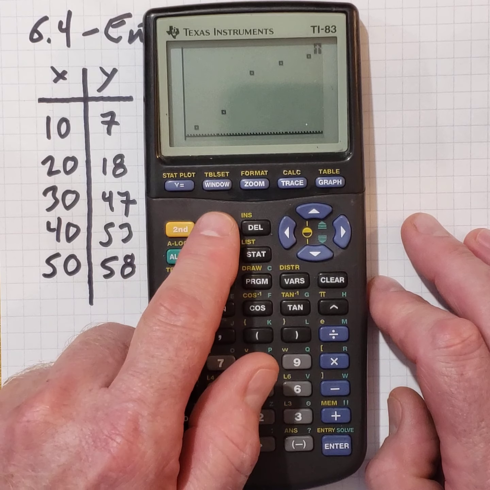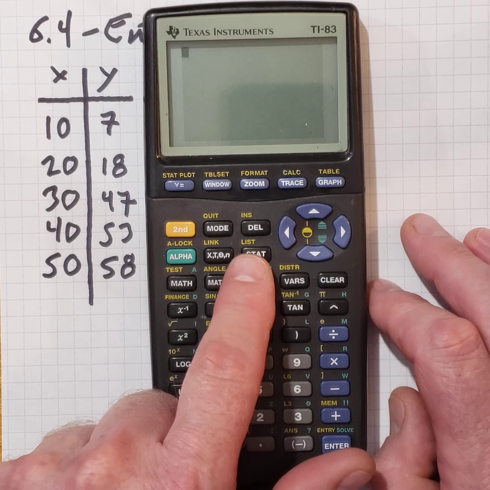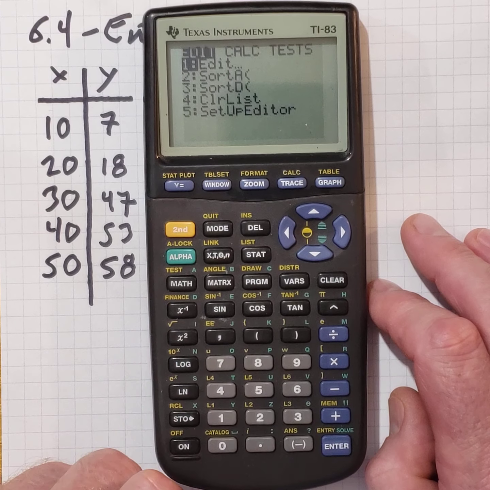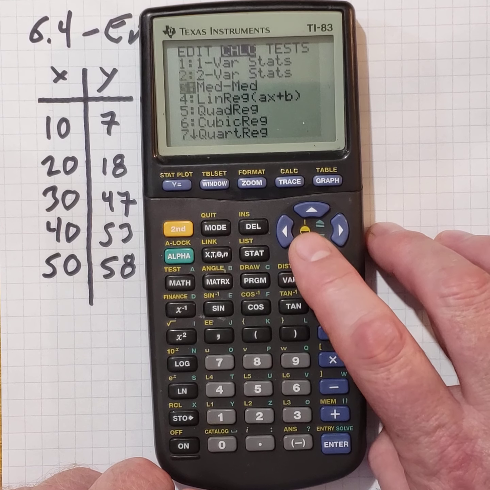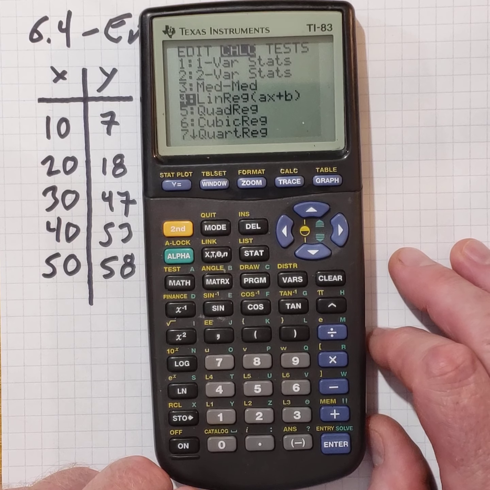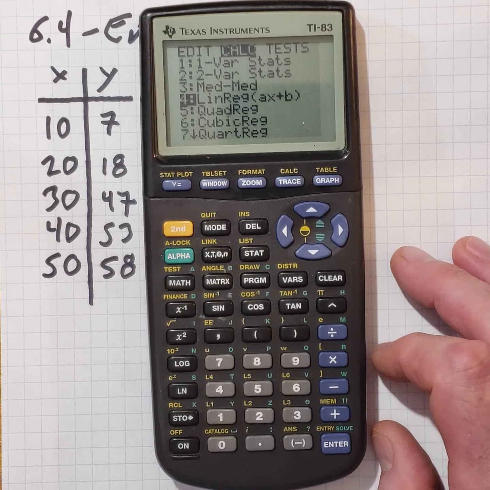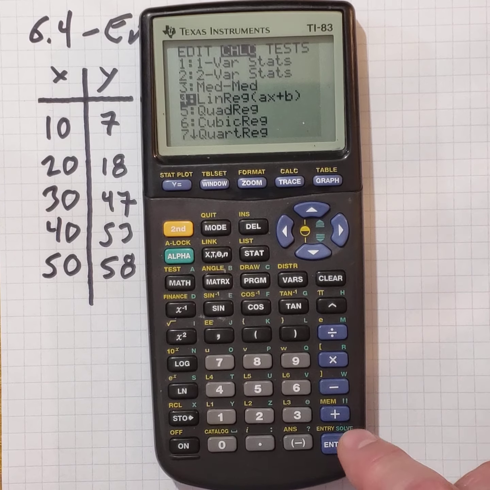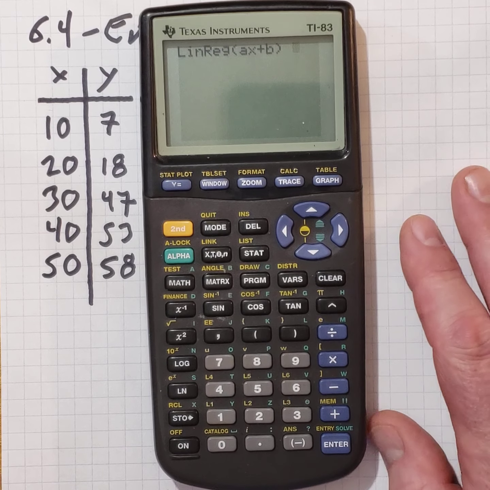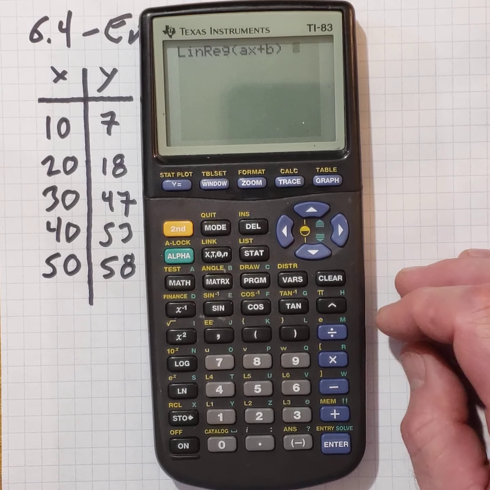Let's go second mode to get back to our home screen. And let's go to stat again. This time we want to calculate, so over to calculate. And we're going to do the lin reg. So you can choose 4, or you can arrow down and select it and hit enter. And lin reg stands for linear regression, which means to find that line. We talked about the line of best fit a little bit back, and finding the line of best fit is called linear regression.